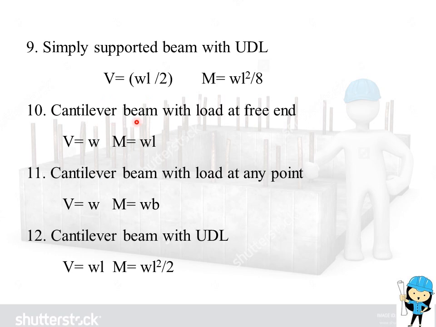Cantilever beam with load at free end. For this, shear force is equal to W and bending moment is equal to WL. Cantilever beam with load at any point. Shear force is equal to W and bending moment M is equal to WB, where B is the longer span of the beam. Cantilever beam with uniformly distributed load. For this, shear force is equal to WL and bending moment is equal to WL square divided by 2.